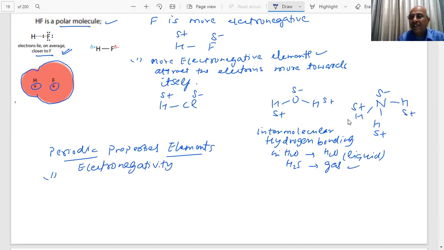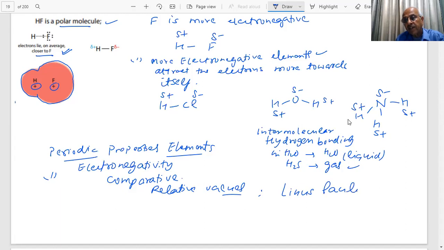Electronegativity, student, is not a physical quantity, it is only a number. But it is derived from physical quantities like bond energies, and it has no units. It is only a comparative study which we do. We only give relative values to the electronegativity of elements, saying that this element is more electronegative than this. There are no units or any physical quantity as such. The person who developed the scale which we are using is Linus Pauling.